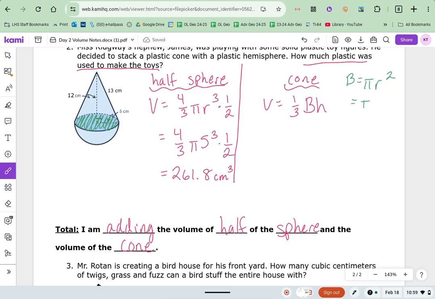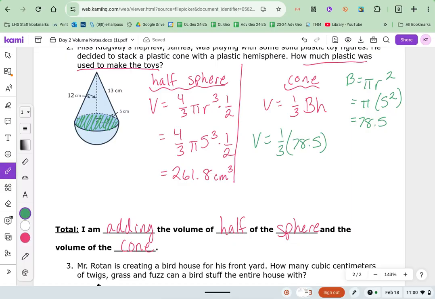All right, so pi times 5 squared. This is going to give us the area of the circle base. So 78.5. All right, now we can plug into our big formula. So volume equals 1/3, area of the base was 78.5, times height of the cone.